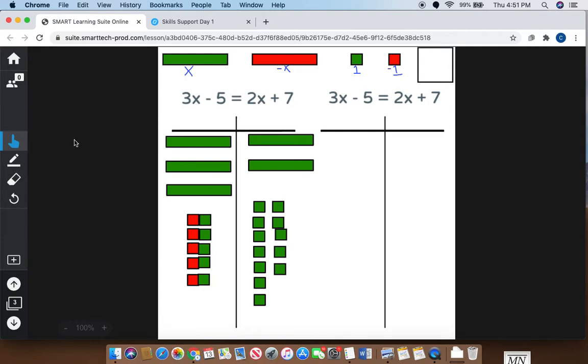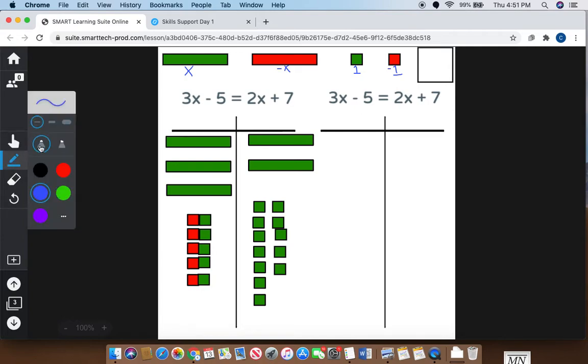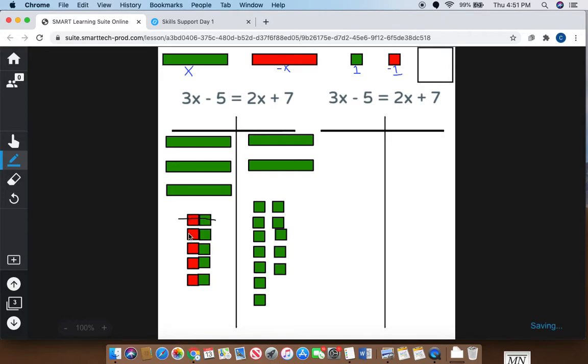Now, before we move on, what have we done here? We've noticed that we have created five pairs that cancel each other out, because we know -1 plus 1 is 0, -1 plus 1 is 0, and so on.